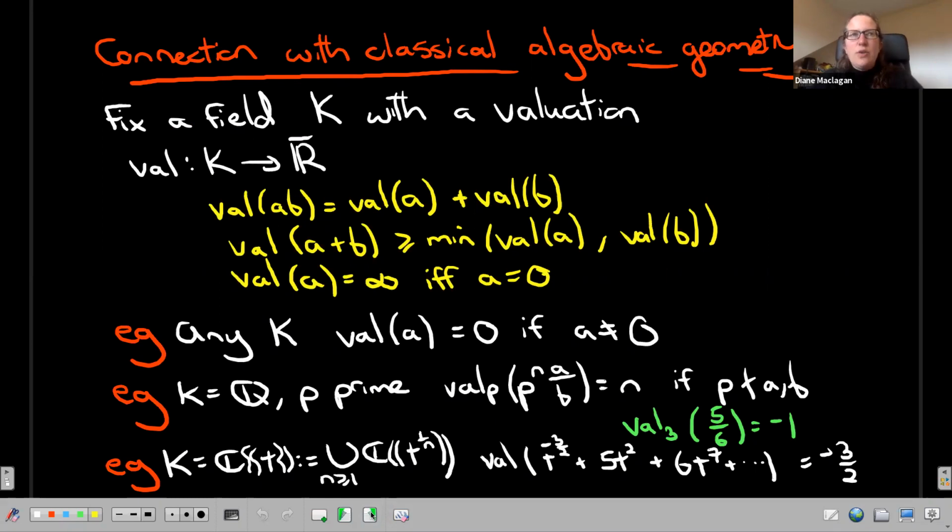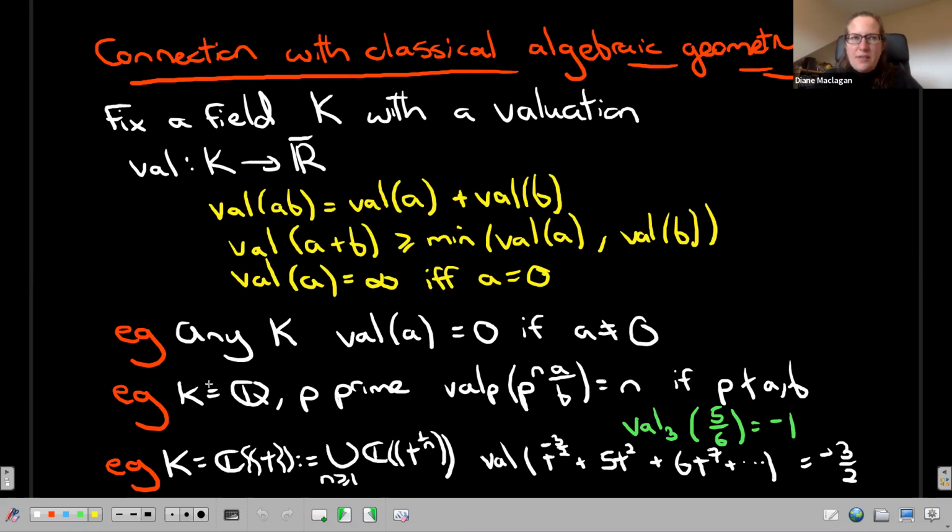We're going to start with a field with a valuation. A valuation is just a function from the field to R bar that behaves like tropical operations. The valuation of A times B is the valuation of A plus the valuation of B. The valuation of A plus B is at least the minimum of the valuation of A and the valuation of B. And the valuation of A is infinity if and only if A is 0.